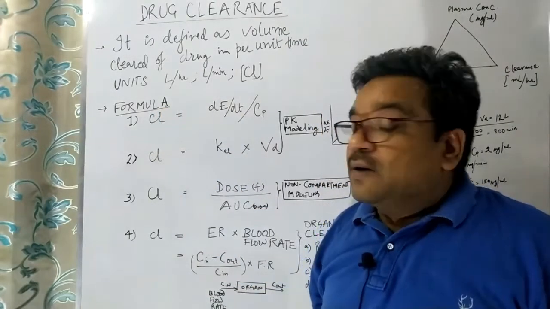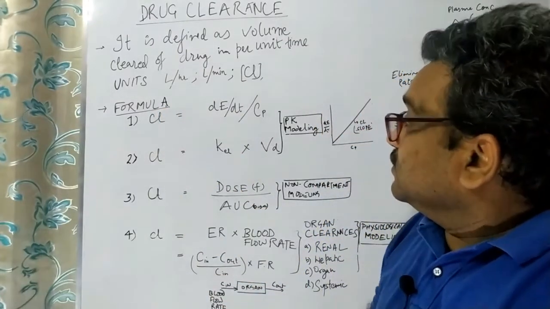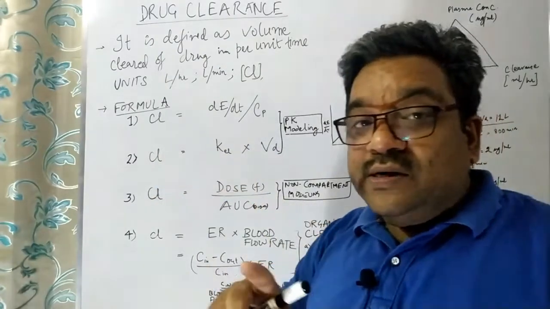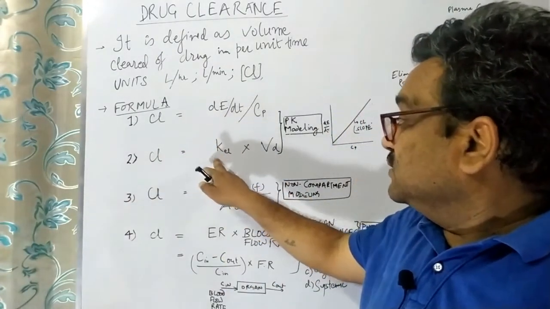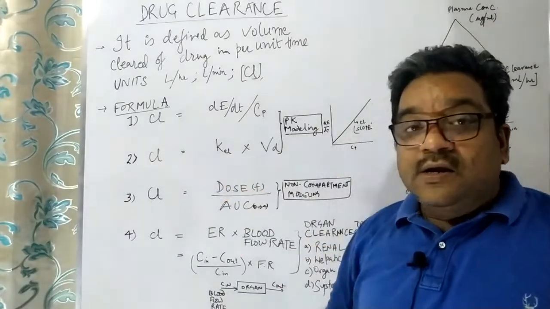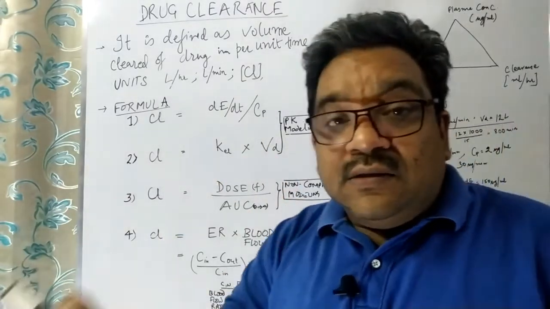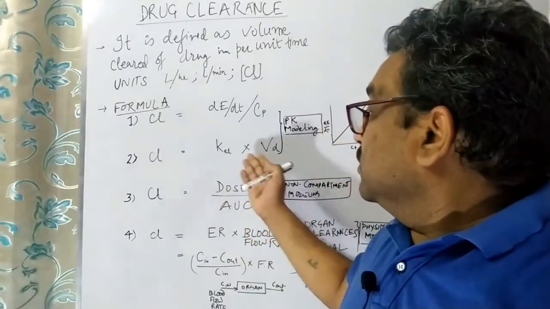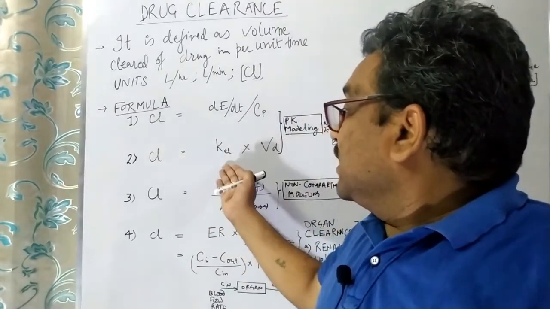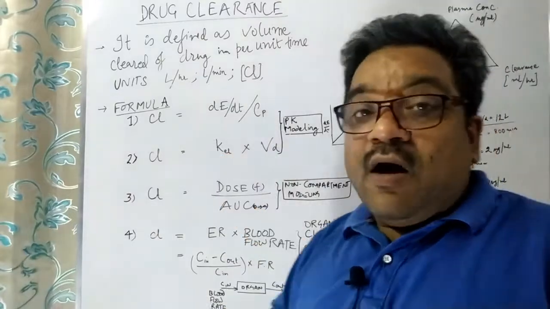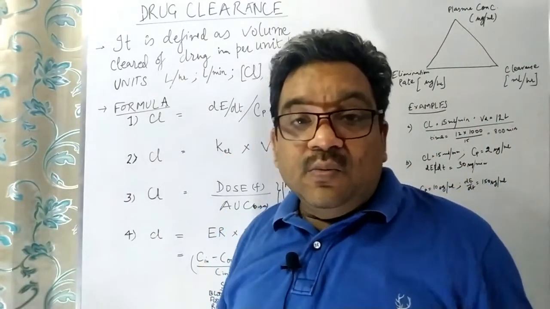The second important parameter related to clearance is the elimination rate constant. Here is the elimination rate constant, KEL, multiplied by the volume of distribution. It is basically a proportionality constant, and when we combine them together we get how much volume is cleared.